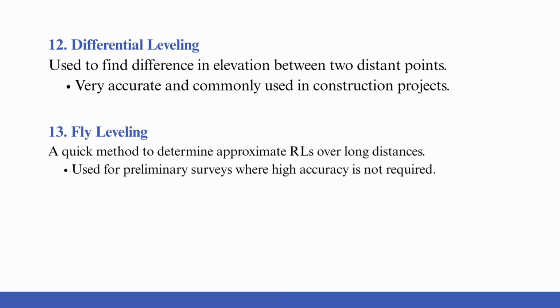The next type of leveling is fly leveling. It is a quick method to determine the approximate reduced levels over long distances, and for preliminary surveys where high accuracy is not required, we will consider this type of leveling.